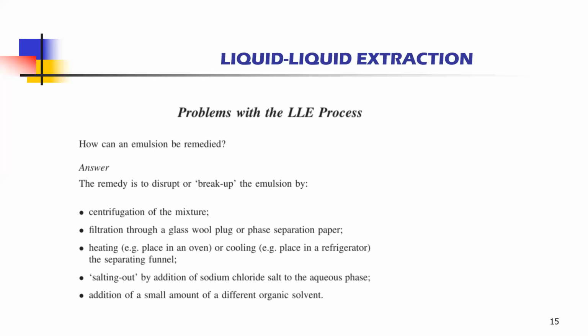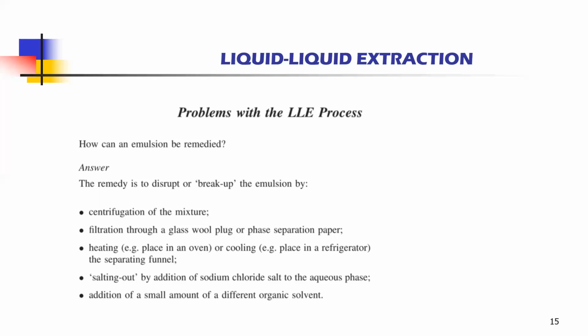The remedy is to disrupt or break up the emulsion by one step. If we observe such a milky white solution because of the sample components, then we can use different ways to break up this emulsion. We can centrifuge the mixture. If centrifugation doesn't give the disruption, then we can go for filtration through a glass wool plug or phase separation paper. We can apply this to separate the phases.